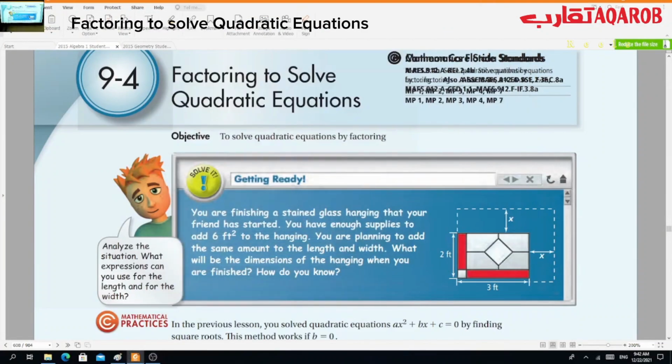I'm Islam Al-Umari, your math teacher in Taqarub International School, and our lesson today is lesson 4 from chapter 9, which is actually factoring to solve a quadratic equation.